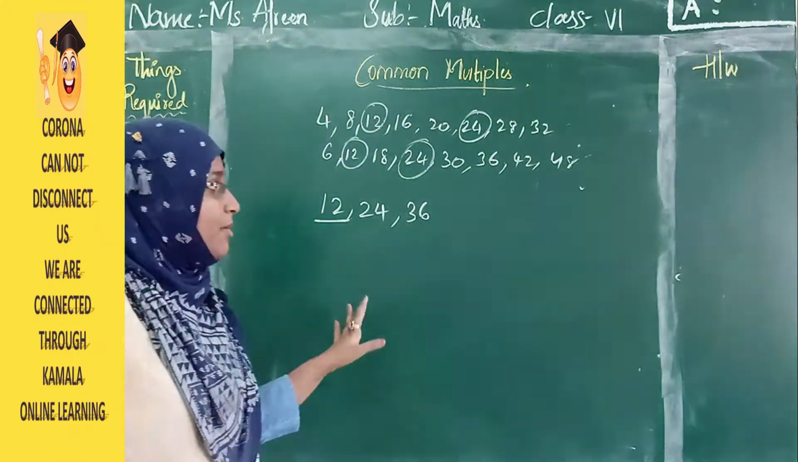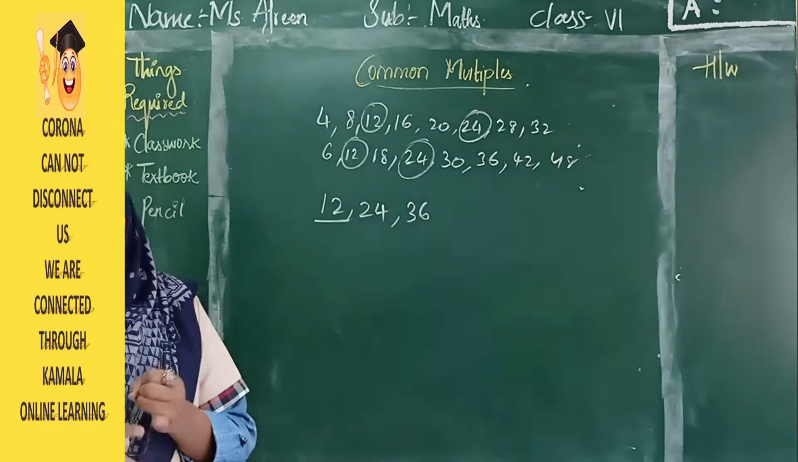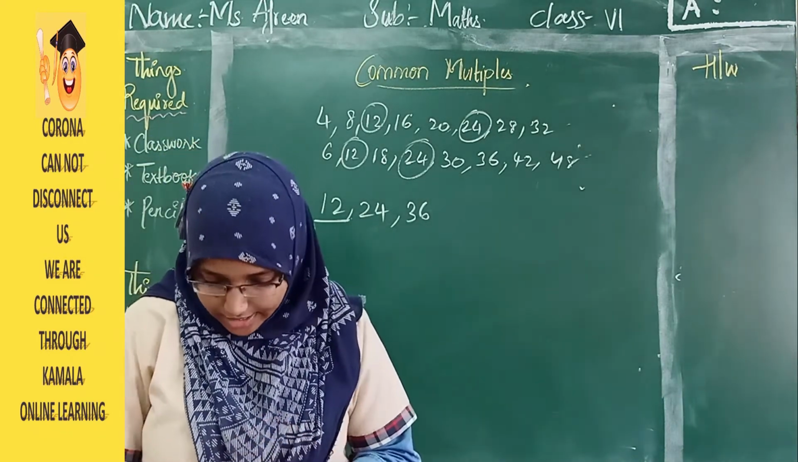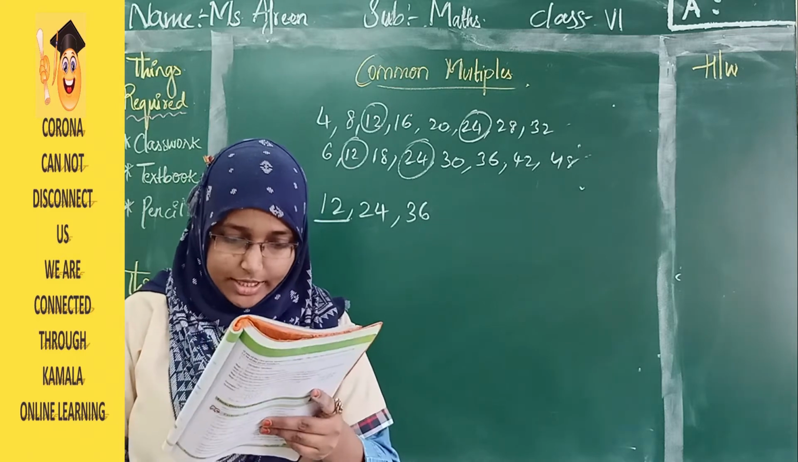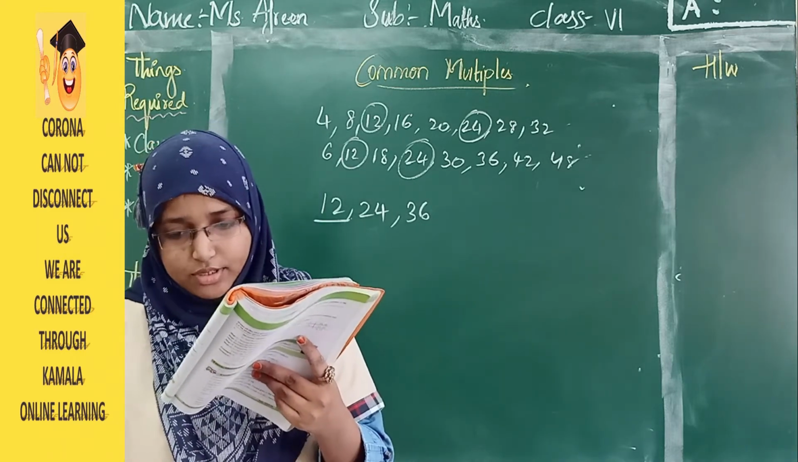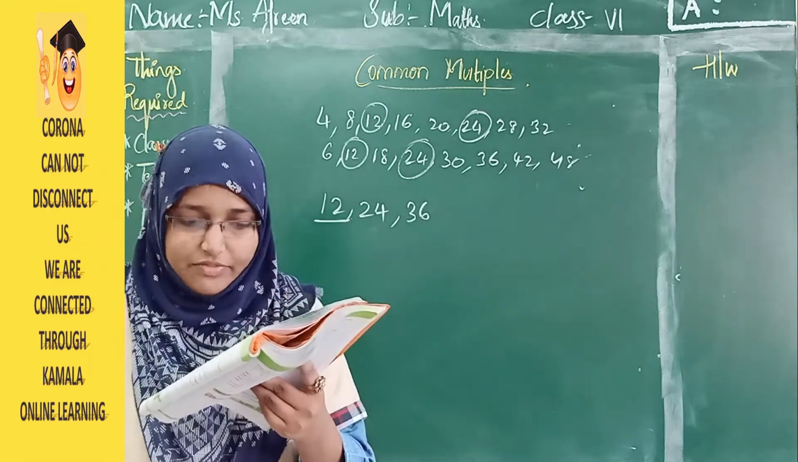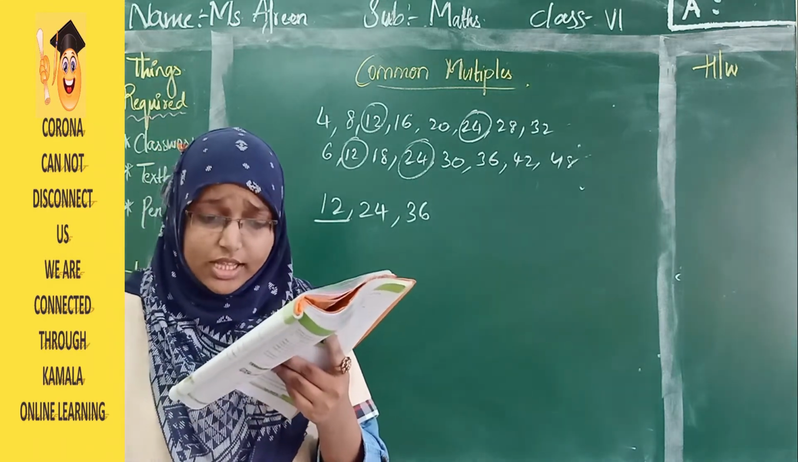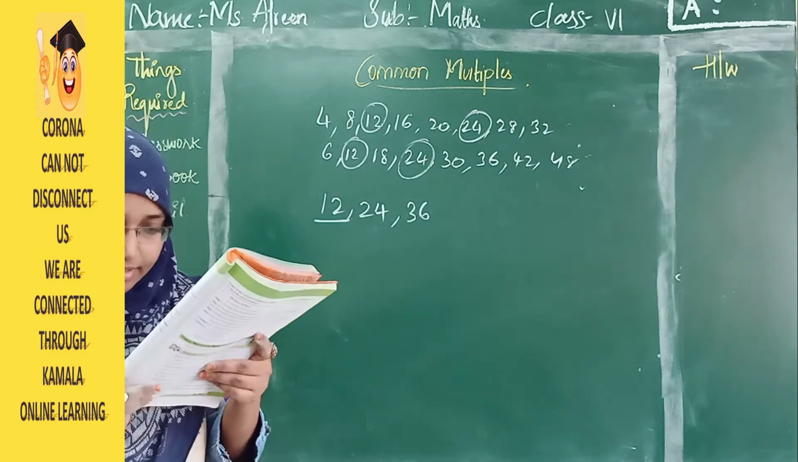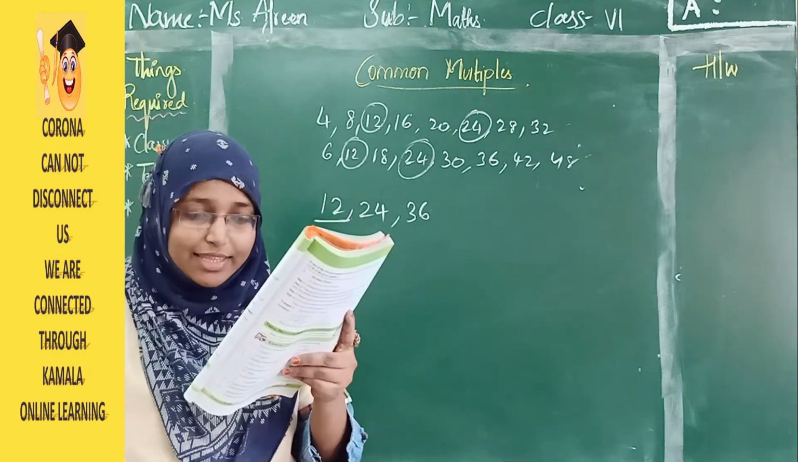Here, to find LCM there are two methods: the prime factorization method and the division method. Okay, let us see what the prime factorization method is. The LCM of 36 and 60 can be found by the prime factorization method as follows. Firstly, we write the factors, then the common factors, the common numbers among them, and then we have multiplied the extra factor.